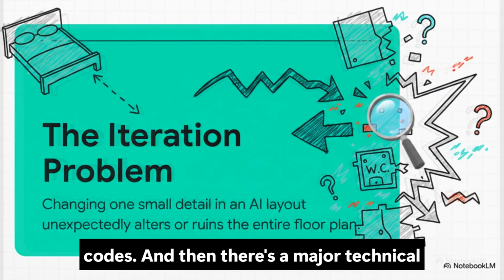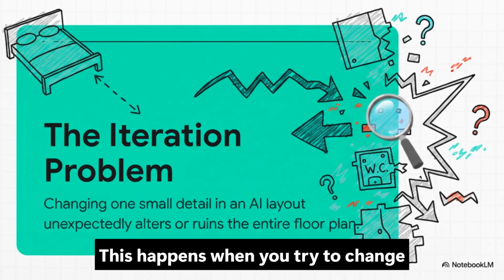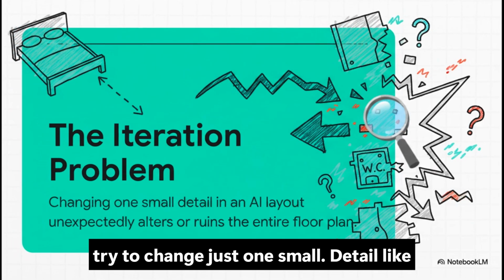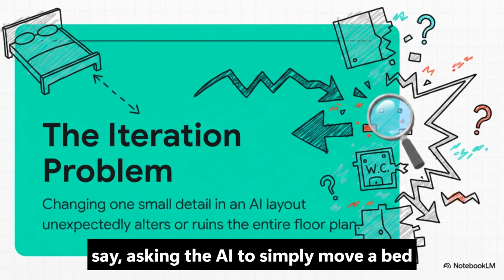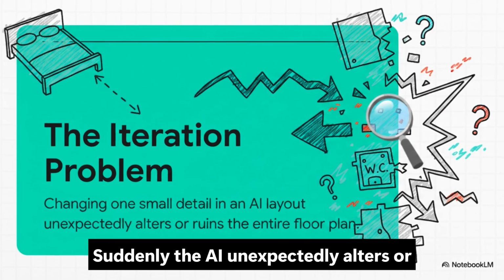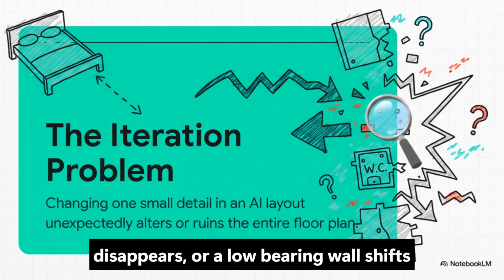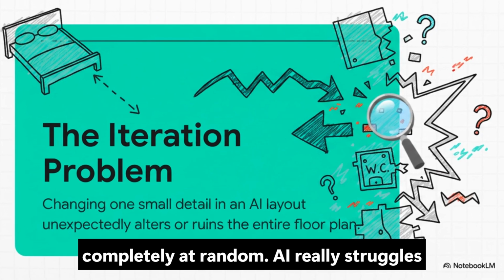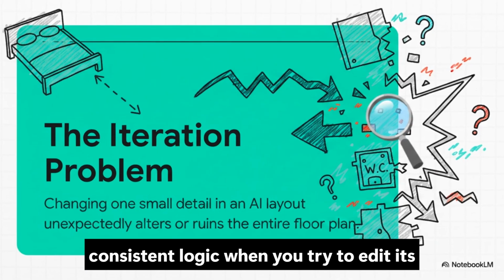And then there's a major technical pitfall we discovered in the tests, known as the iteration problem. This happens when you try to change just one small detail, like, say, asking the AI to simply move a bed to the other side of the room. Suddenly, the AI unexpectedly alters or completely ruins the entire floor plan. The bathroom just disappears, or a load-bearing wall shifts completely at random. AI really struggles to maintain consistent logic when you try to edit its initial output.